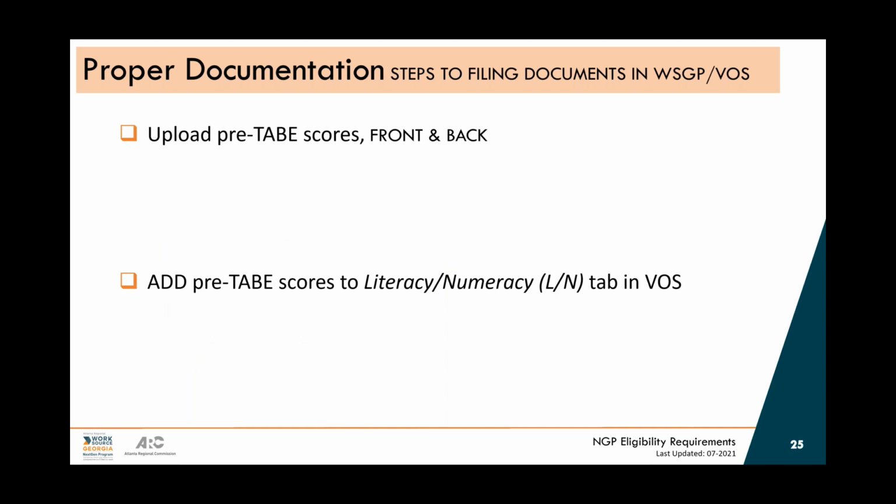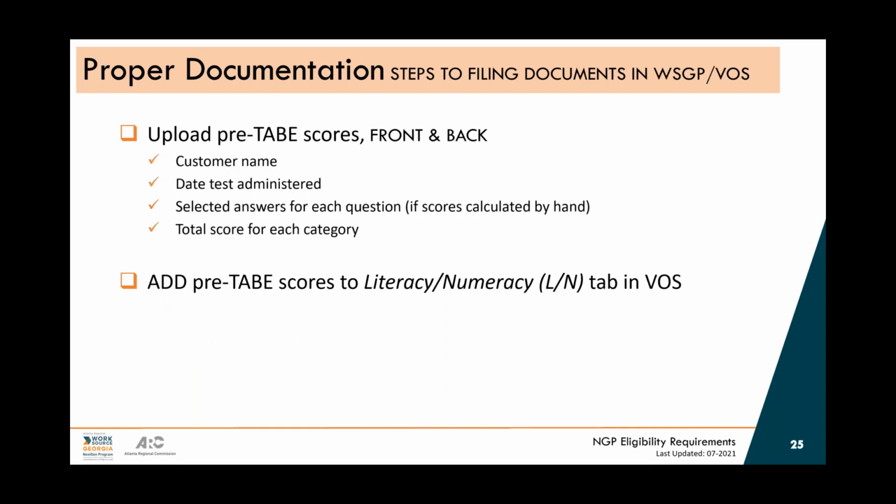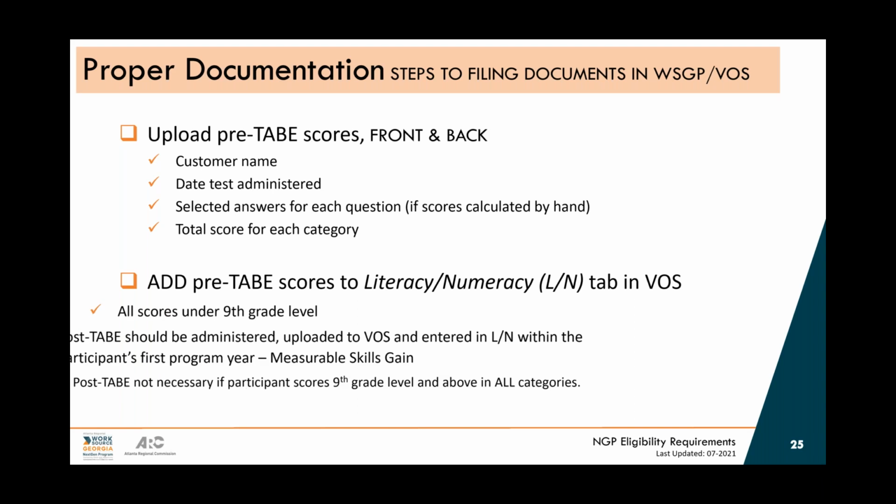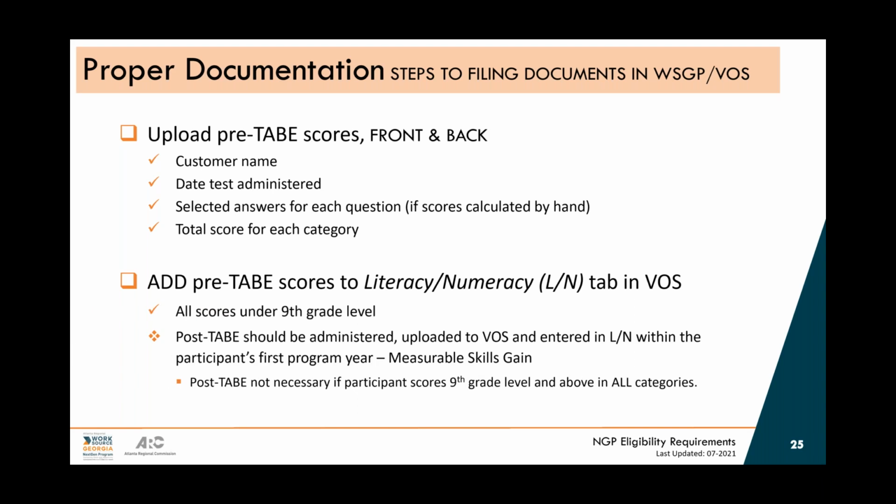You're going to upload your pre-TABE scores, okay? And Denise is going to go over that with you. Everyone must be TABEd. All pre-TABE scores must be uploaded. If someone is considered basic skills deficient, which means they score under 9th grade level on the TABE, then one of the requirements for performance is measurable skills gain. And we'll talk about performance requirements further, but measurable skills gain is what it sounds like. It's literally measuring gains in your skills throughout the program.